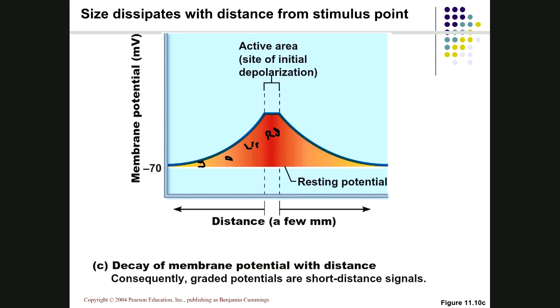They're using it to show you that there's less sodium coming in. And if there's less sodium, the change in this potential is going to be less. Over here it changed this much, whatever that is. But here it didn't change at all. It doesn't travel very far. They're short distance signals.